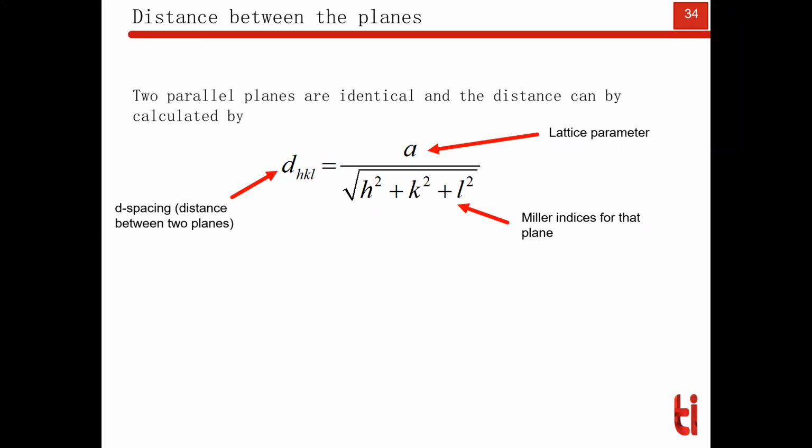The d spacing or distance between parallel planes is defined as d suffix hkl equals a over square root of h square plus k square plus l square, where hkl represents the Miller index of the given plane. a is the lattice parameter of the unit cell and d is your interplanar spacing. Now you might have questions in your mind why we are looking at this particular expression. If I know the hkl, in what way will finding the d value be useful?